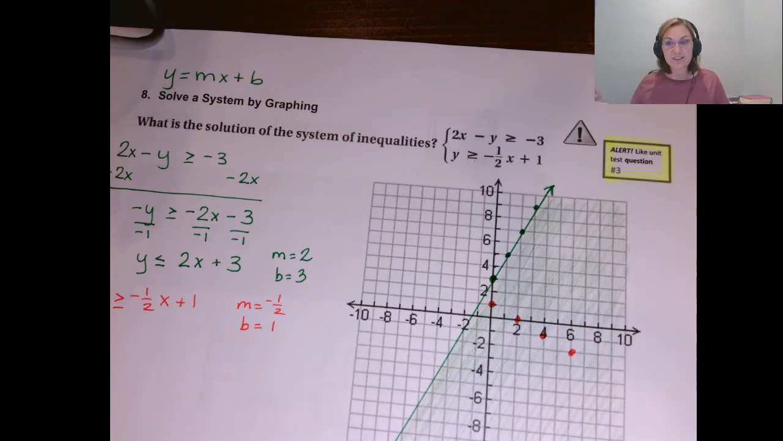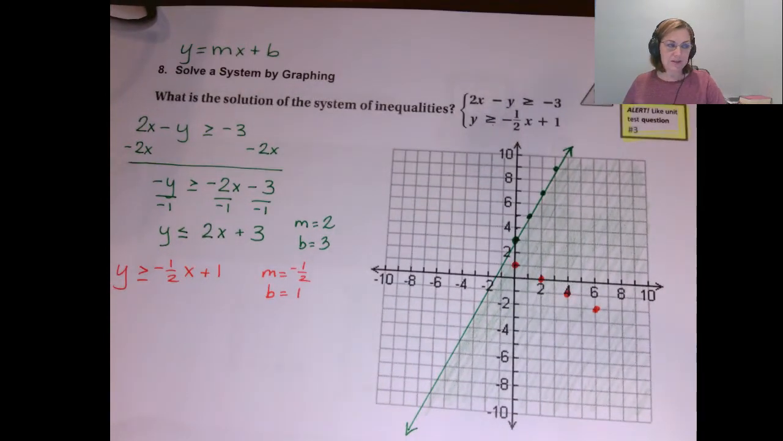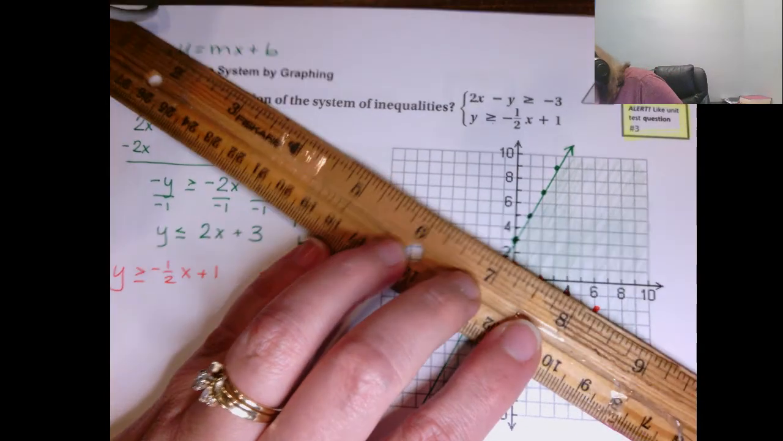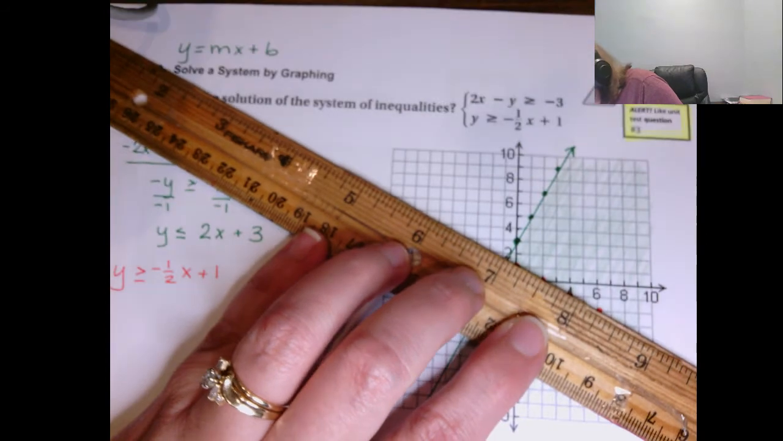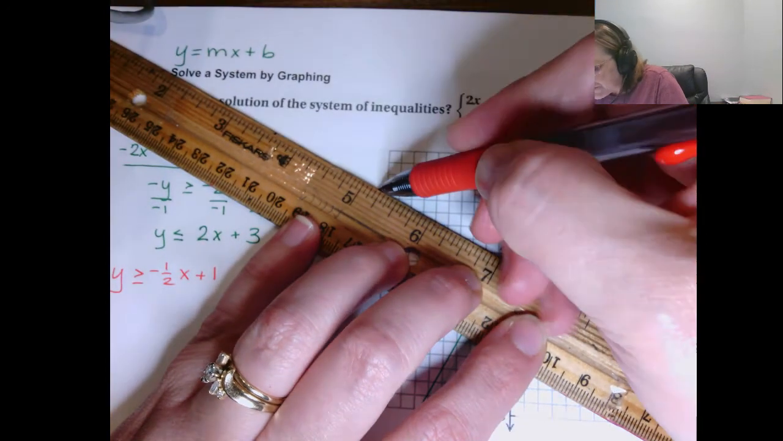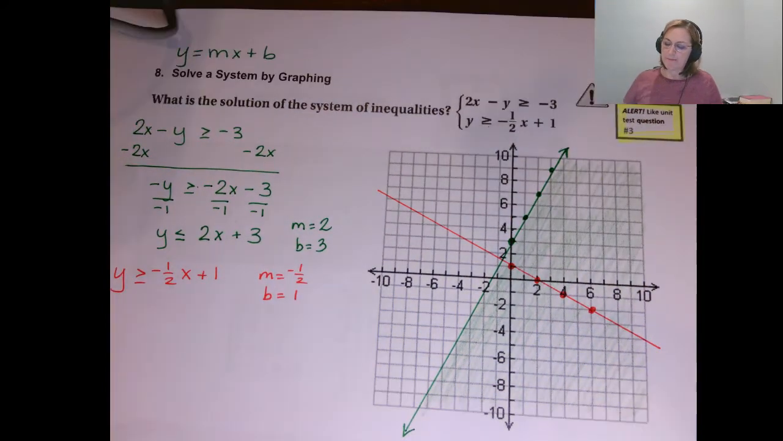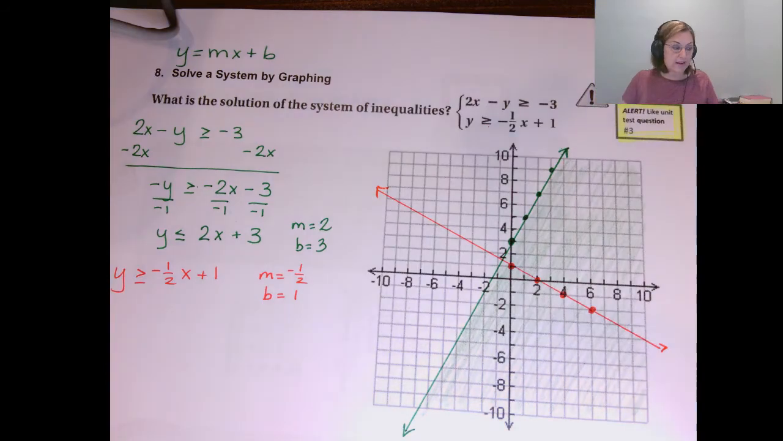All right, now think about it. Is it a solid or a dashed line? Well, it looks like you have an equal to underneath there. So it looks like we're going to be drawing this as a solid line. So we'll do that. I'm going to try to line these points up really there we go.